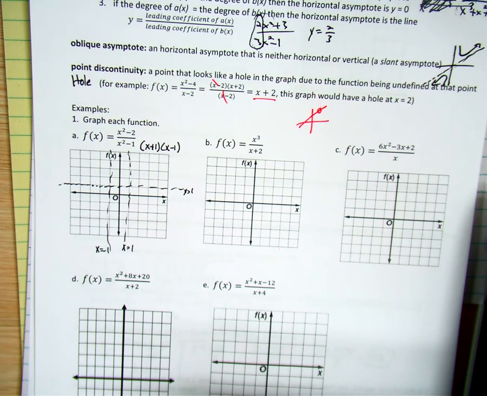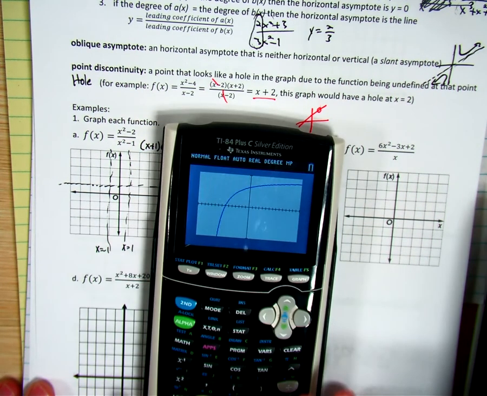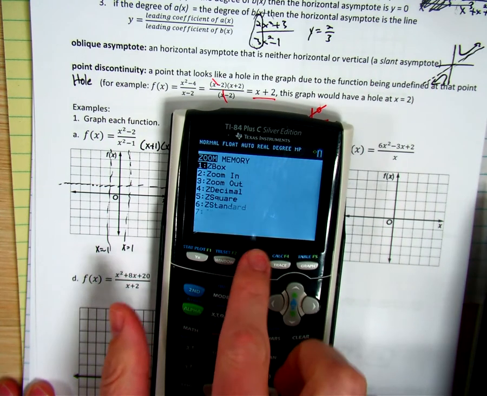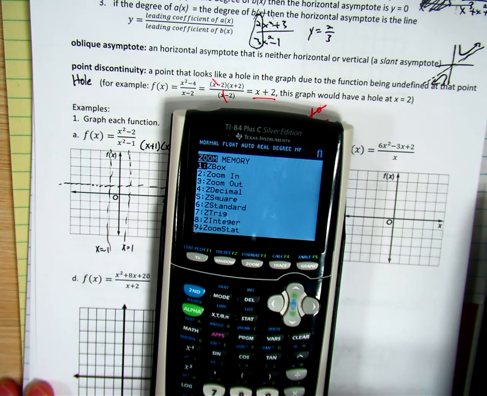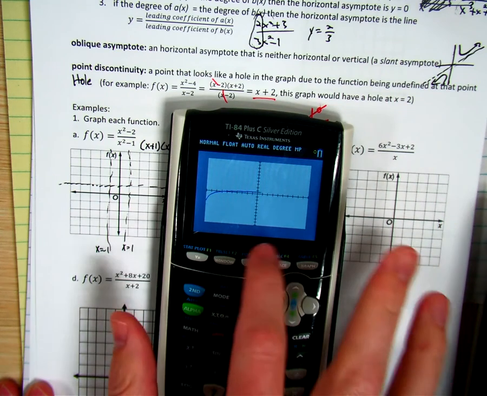Alright, so here's what I have. On my graph, I have something from a different problem, and the scales are all messed up. So if you need to get back to the normal stuff, zoom, standard, zoom 6 puts me right back on the negative 10 to 10, negative 10 to 10.